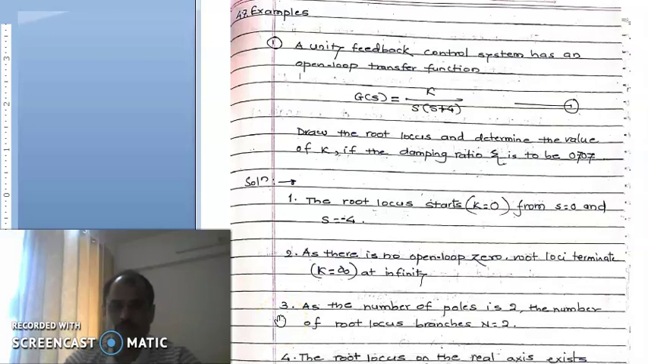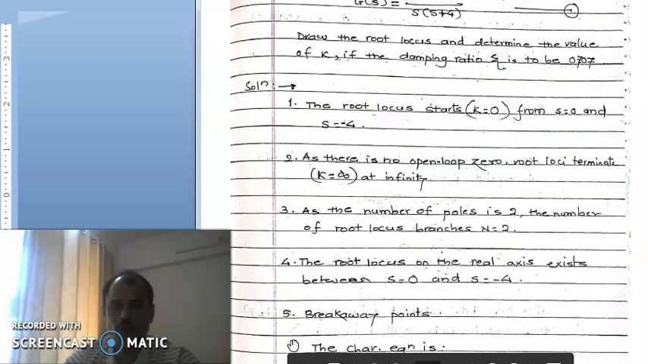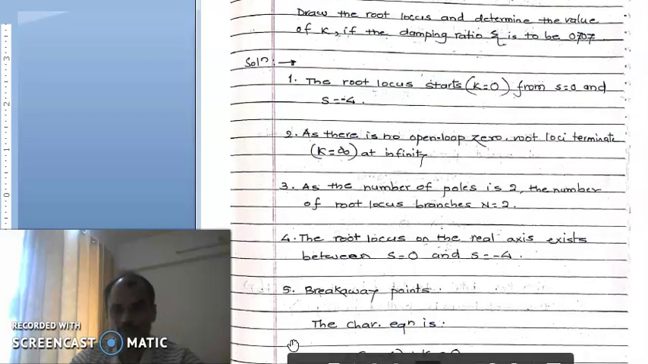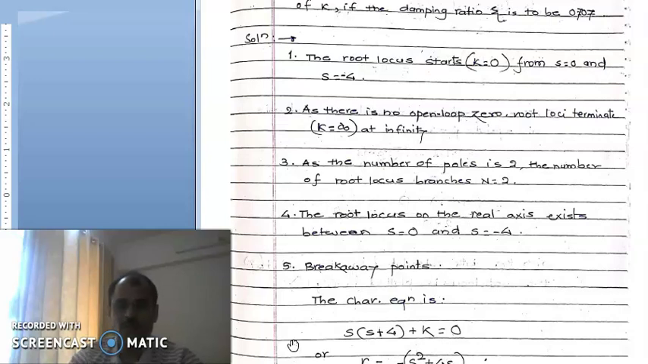Step number 3, the number of branches. The number of poles is 2, the number of zeros is 0, and therefore the number of root locus branches n is equal to the number of poles, that is 2. Step number 4, the root locus on the real axis lies between s equals 0 and s equals -4. The locus begins from 0 and -4. The loci approach each other, and at one point they break.